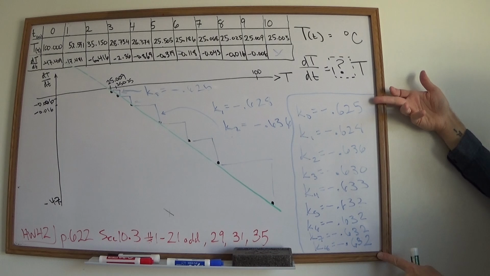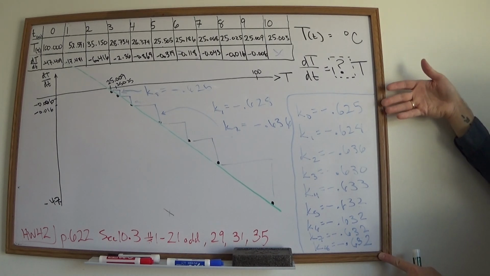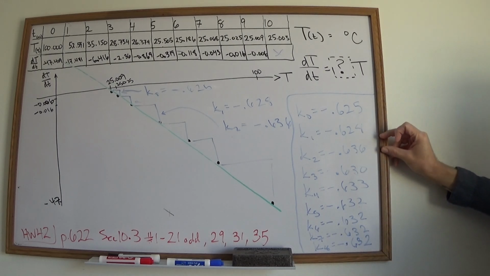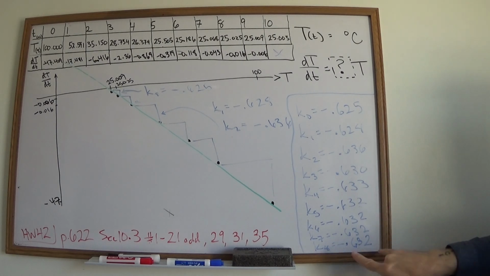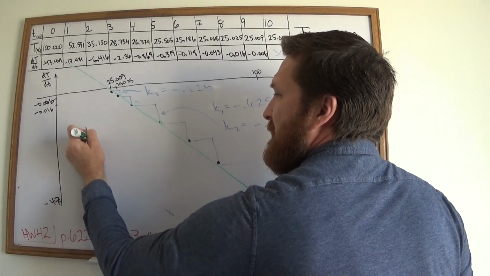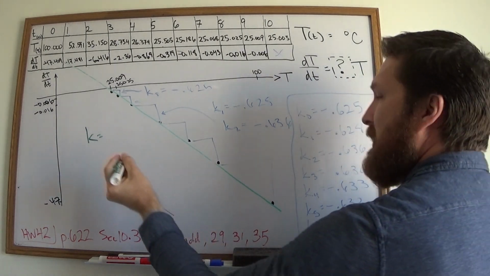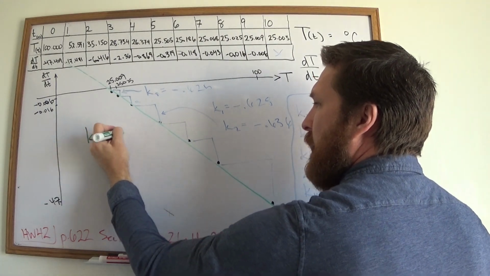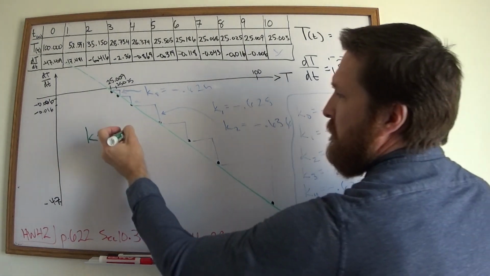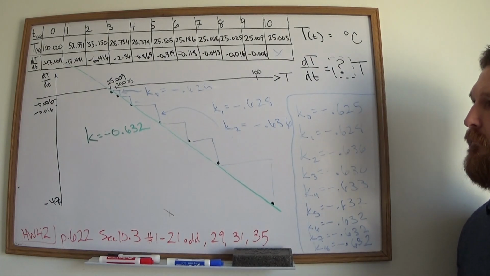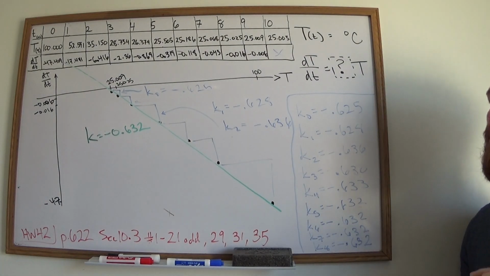What you could do is take an average of all of these, and maybe in whatever application you're doing, that makes sense. I think it just looks to me like it's getting better and better as we get down here. Like this is probably the ground truth. So what I'm going to say is that the slope of this line, k, is equal to negative 0.632. That's what it looks like to me. Okay? I'm going to do one more thing.